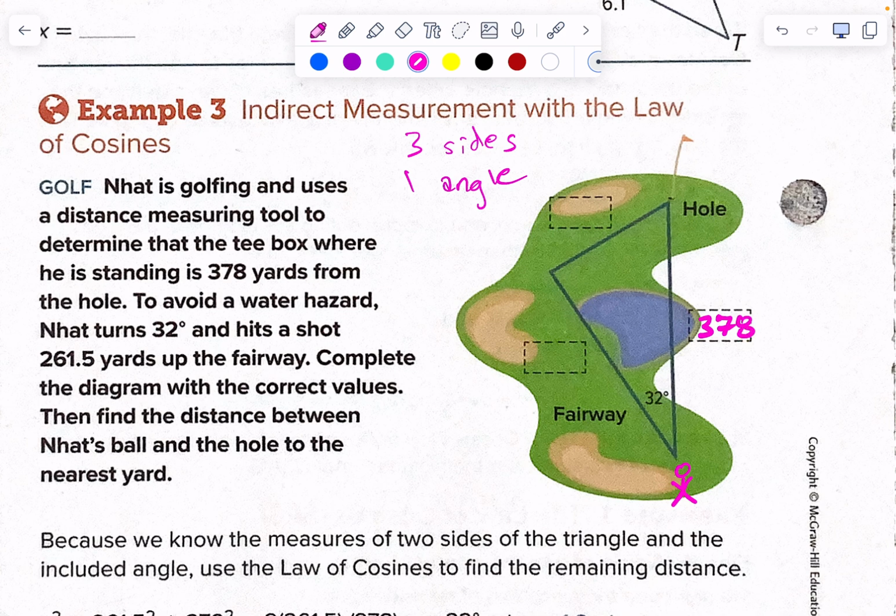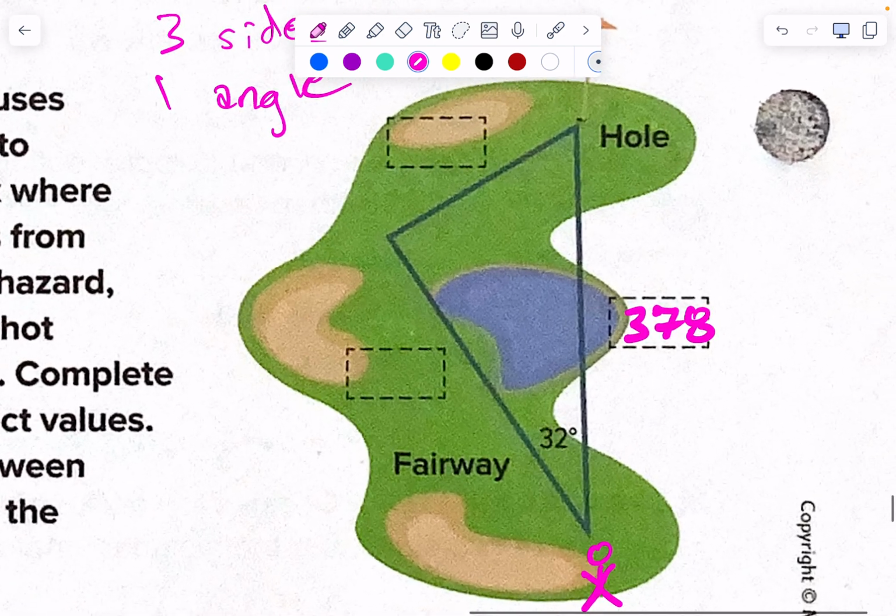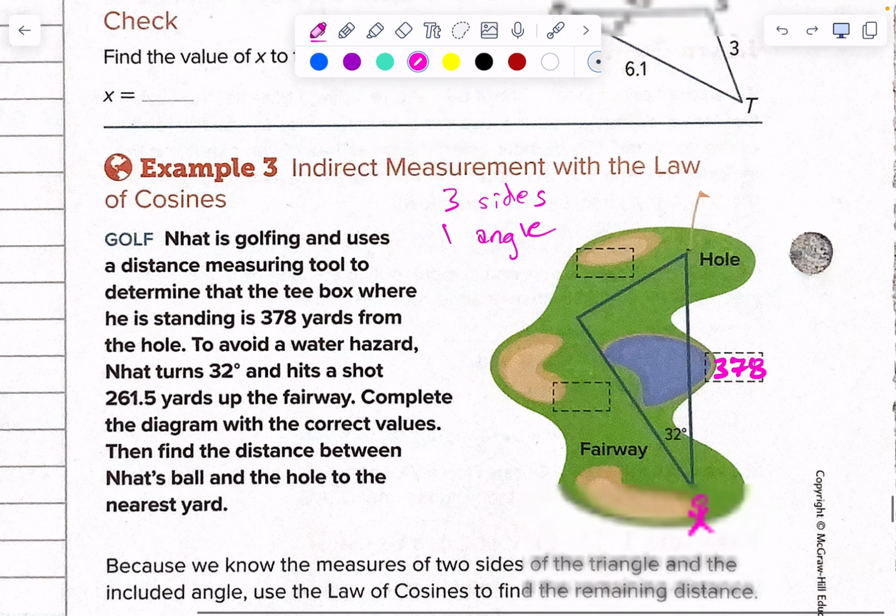To avoid a water hazard, instead of going straight over the water, he's going to go this way instead and land the ball here, and then use another stroke to go to the hole. Beginner. That's not a real golfer. Beginner mistake.